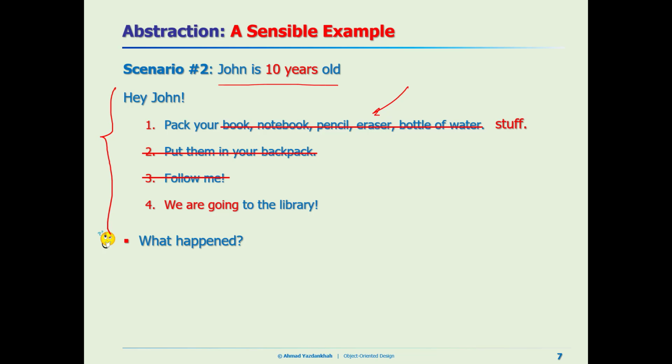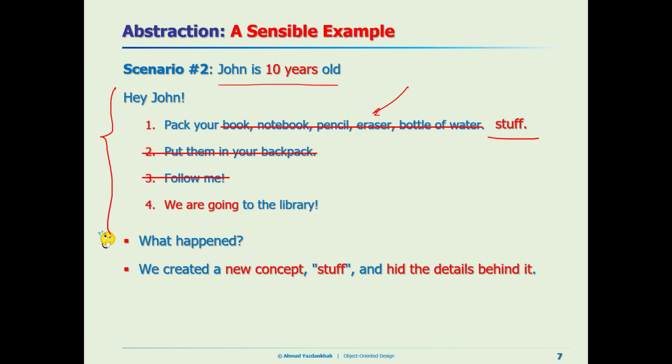So what happened here? We created a new concept called stuff, right? And we hid the details behind it, right? And this is called abstraction. So in our social life, we have a lot of these kinds of concepts where we don't need to mention every detail.